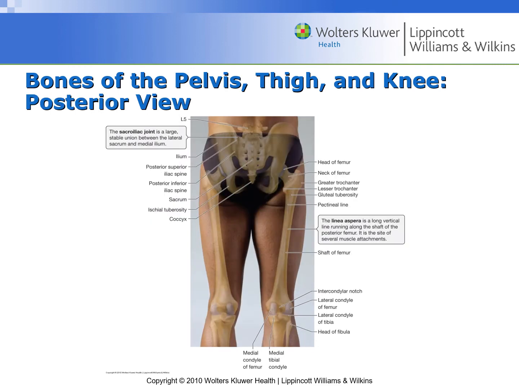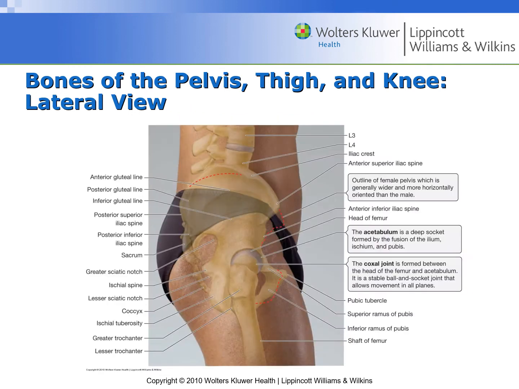And here we see the bones of the pelvis, thigh, and knee from a posterior view. The sacroiliac joint is a large stable union between the lateral sacrum and the medial ilium. The linea aspera is a long vertical line running along the shaft of the posterior femur. It is the site of several muscle attachments.